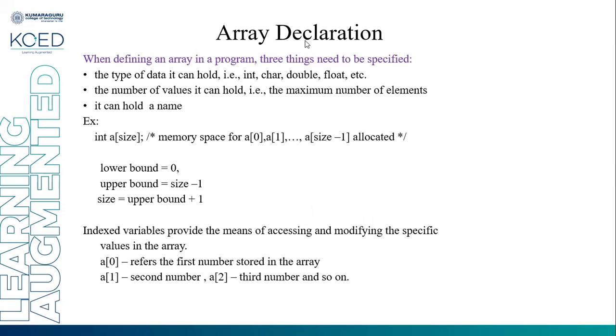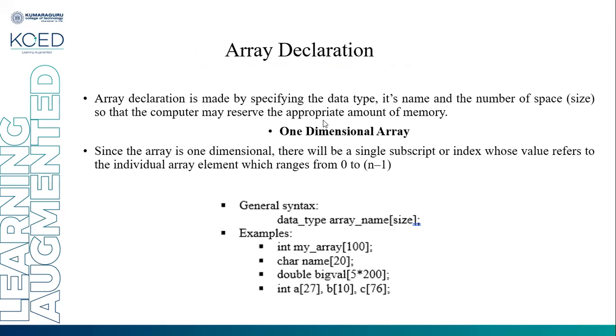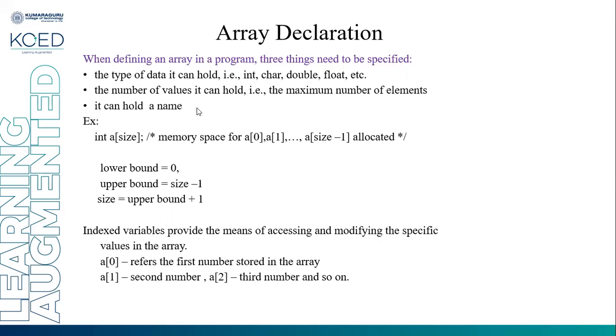So we are continuing to discuss the array declaration. When defining an array in a program, three things need to be specified. The first one is the type of data it can hold, which is known as the data type. The type of data it can hold may be integer, character, double, or float. The second is the number of values it can hold, that is, the maximum number of elements it can hold. Here the maximum is 100, so the array can hold 100 elements. Here the array can hold 20 elements. Like that we have to mention it.